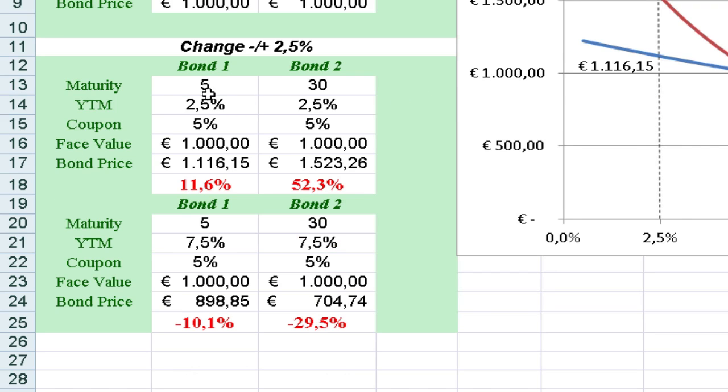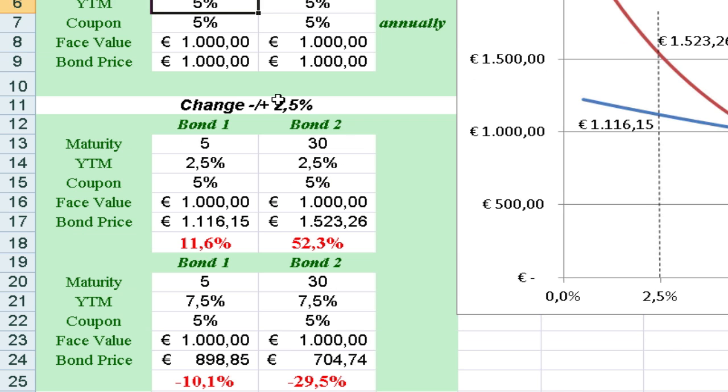Now, if we look a little closer here, what do we see? For instance, if the yield to maturity drops significantly from 5% to 2.5%, so a 2.5% drop, what will happen to the bond price? Now we know if the coupon is larger than the yield to maturity, bond prices should rise. But in our specific case, what do we see? Bond 1 increases, yes, like we expected, but it increases with, let's say, 11.6%, while the 30-year bond increases with more than 50%. So what is the conclusion here? That we should say, okay, longer maturities are more interest rate sensitive. So if there is a drop of 2.5%, the 5-year bond increases with 11%, while the 30-year bond increases with, let's say, 52%.